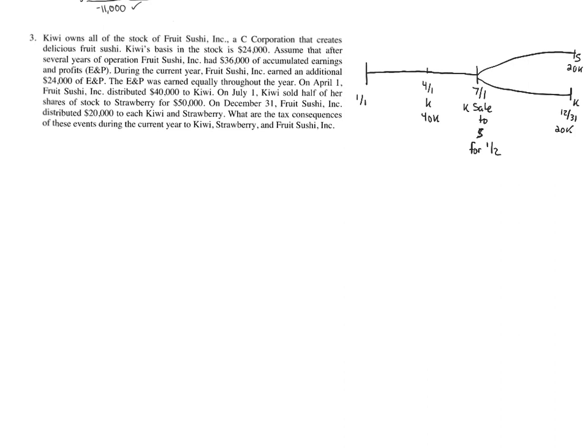This is what you see. April 1st, Kiwi gets $40,000 distribution. July 1st, Kiwi sells half her shares of stock for $50,000 to Strawberry. 12/31, Kiwi and Strawberry both get $20,000 distribution. So again, first thing you're doing on this problem in the exam is determining, hey, it's distribution, there's no liquidation, so it's a regular distribution. It's all cash distributions, right? You got $40,000 April 1st, $20,000 December 31st. So it's all cash, no step 1, no step 2. We move right to step 3.